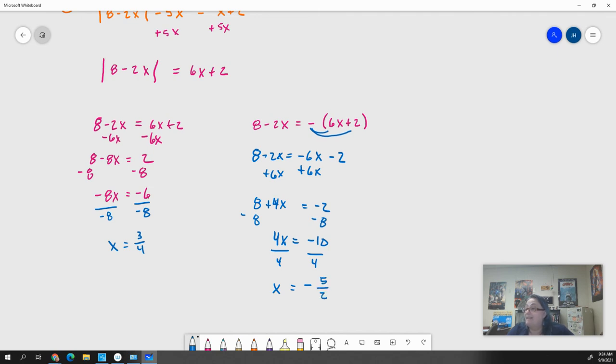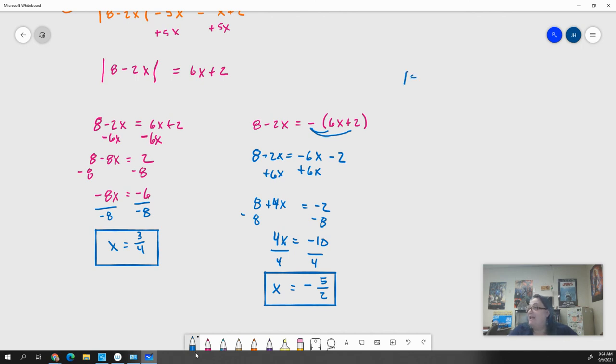5/2. That is pretty. But are they both solutions? We don't know. Actually, I do know. I know one of them is not a solution. One of them is extraneous. I picked this problem specifically for that. So let's look at it.